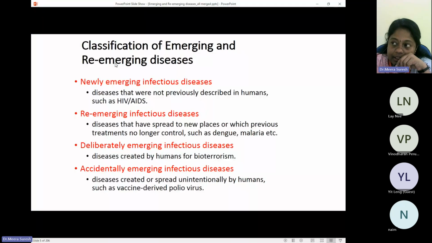So emerging diseases are something that is newly coming up, and re-emerging, it was present there, due to some treatment or something, it was able to be reduced, but the changing lifestyle or some other factors, environmental factors, helped in the reappearance of that disease. That is the re-emerging disease. So newly emerging means the diseases that were not previously described in humans. It suddenly appeared, such as HIV and AIDS.